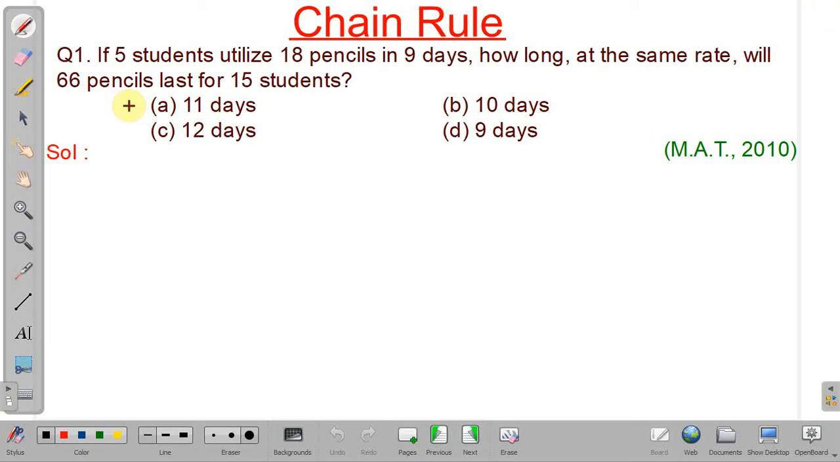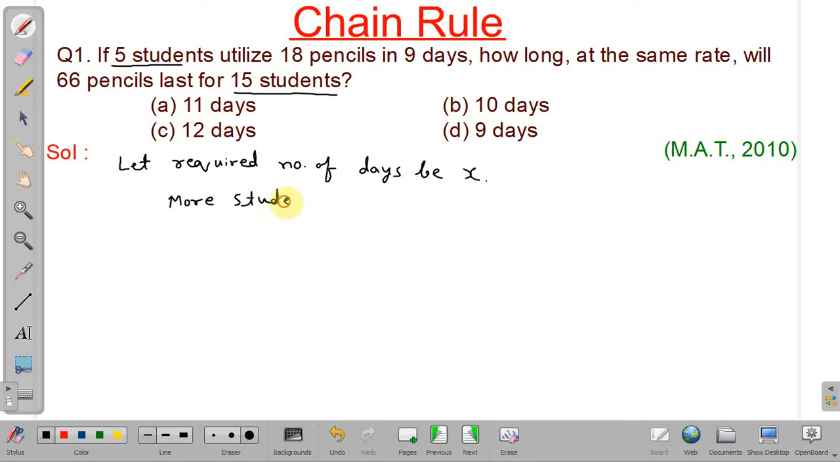So in this problem, see, it is given we have to find the number of days. So we will assume let the required number of days be x. Okay. Now see, first case only 5 students are there, while in second case 15 students are there. So more number of students, less will be the number of days.